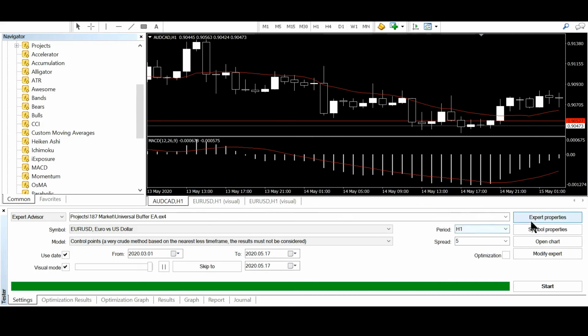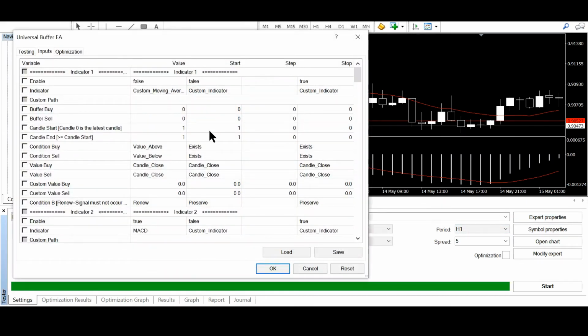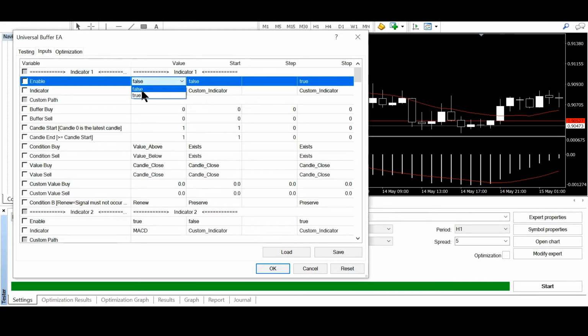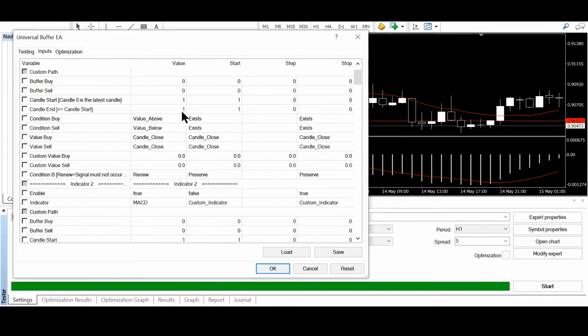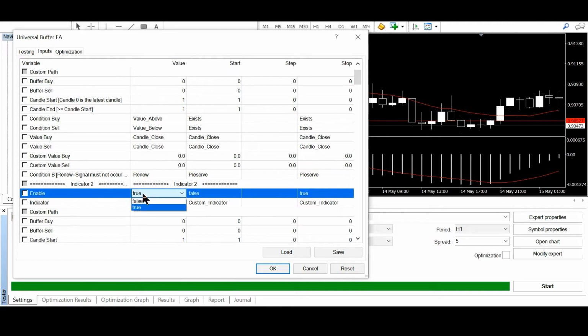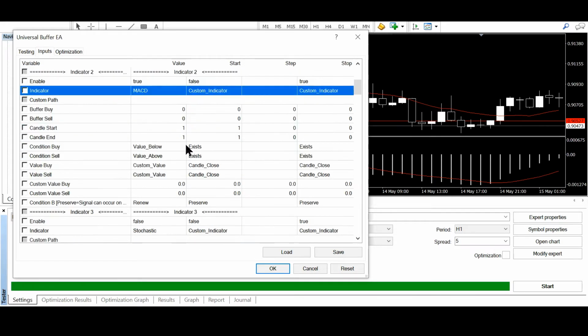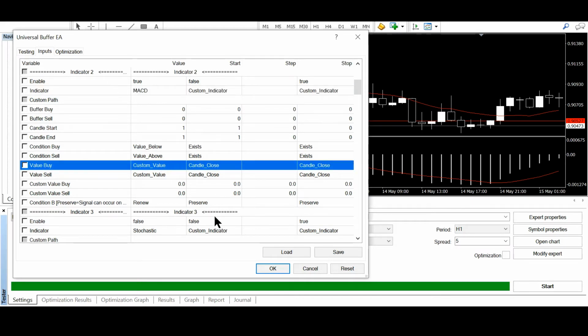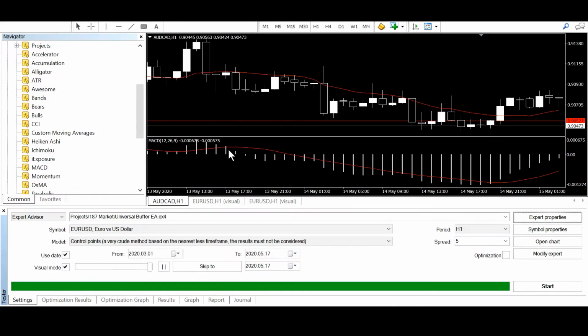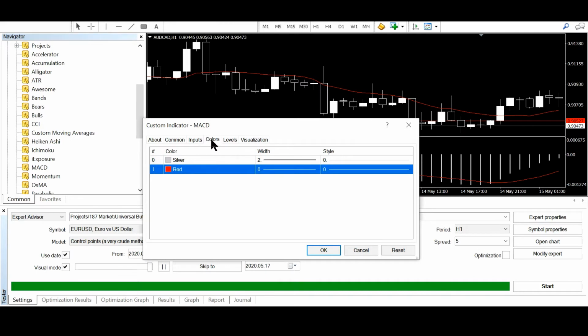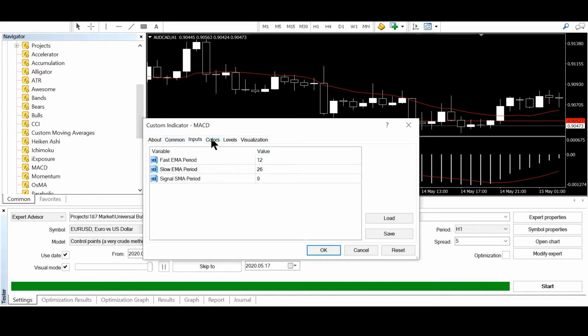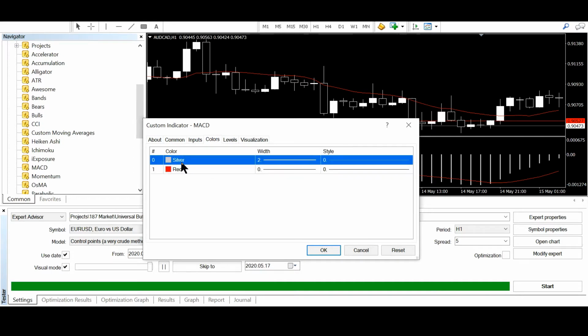Okay, now I want to select the next indicator. I disable the first indicator and I enable the second indicator. This is the MACD indicator, and I want to check this indicator. It has 2 buffers, it has 3 inputs, and I want to take the first buffer.